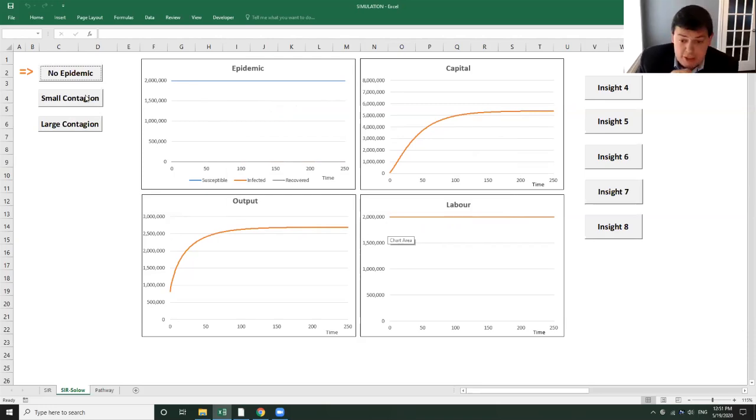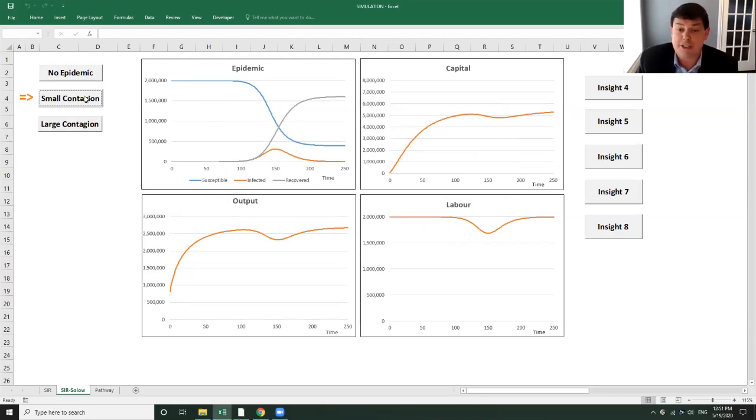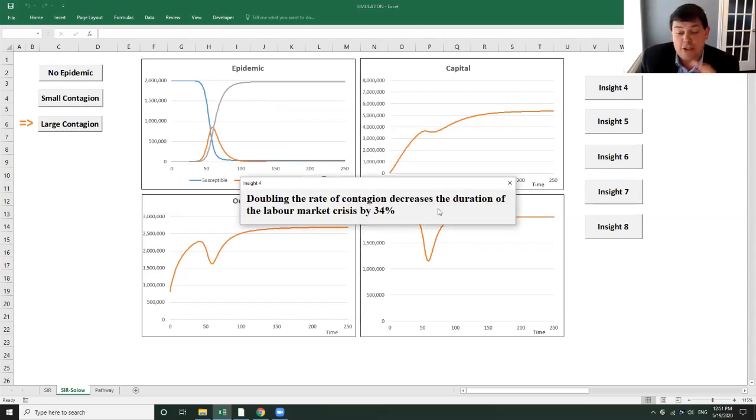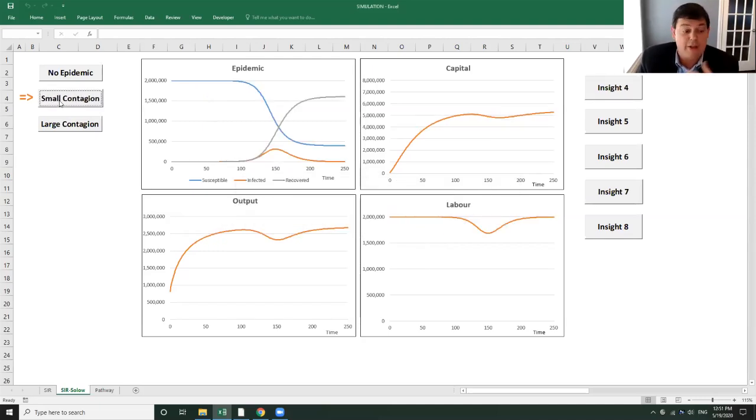But with a small contagion, I don't have labor in certain time periods, because people are sick. And by assumption, we are removing sick people from the labor market. If you look at how many time periods I don't have full employment, that is actually longer than if I had a large contagion, because in the large contagion, things go through the economy much quicker. I have a smaller gap. So insight 4 is saying that the duration of the crisis is 34% less compared to the small pandemic.